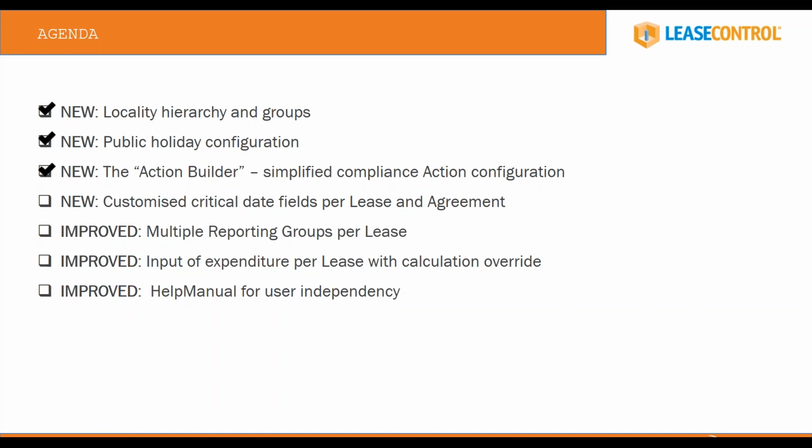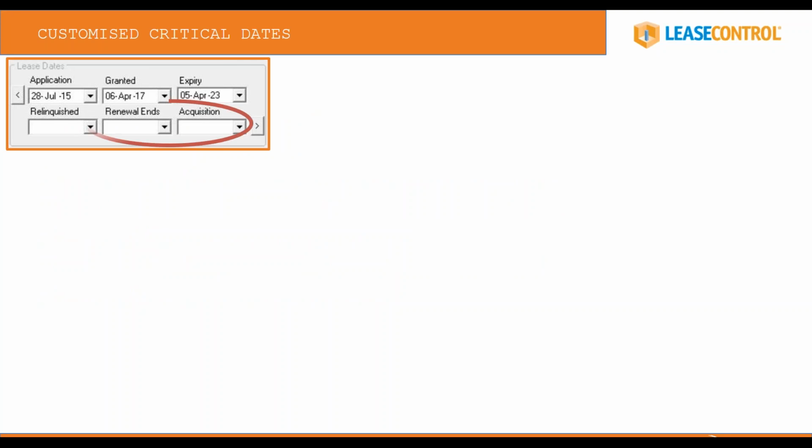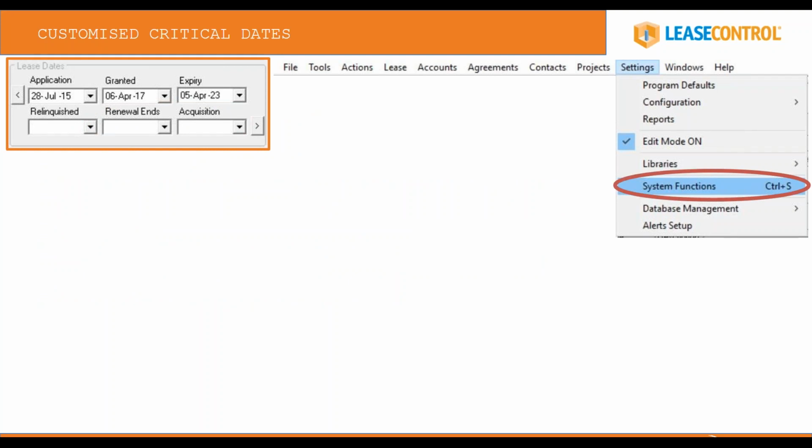We're now going to look at another critical function that is enhancing data capture and stakeholder reporting, the new customisable critical date fields. The last of these enhancements are comparatively quick to run through as there is less change to current protocol. You can now add new critical date fields in both leases and agreements, in addition to editing existing fields and reordering the fields. To do so, from the Settings menu, select System Functions.